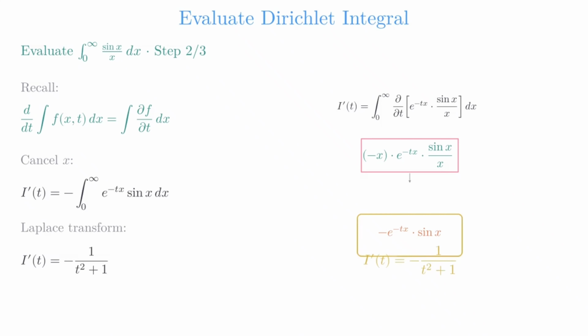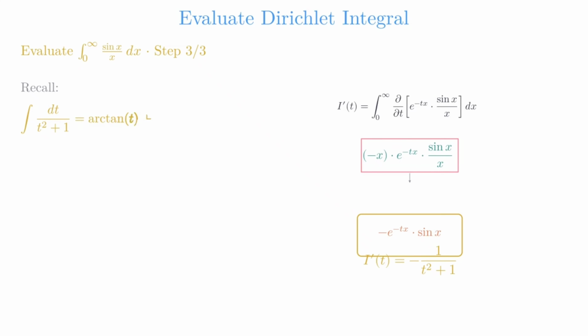This is a standard Laplace transform. The integral of e to the negative tx sine x equals 1 over t squared plus 1. Beautiful. Now we just integrate I prime of t to recover I of t. Step 3. We integrate I prime of t to find I of t, then use the boundary condition.